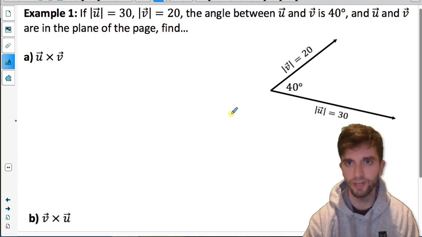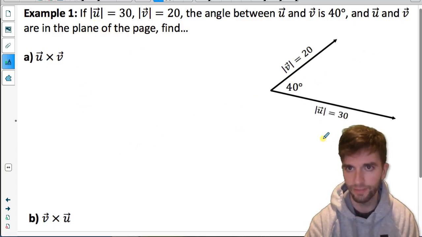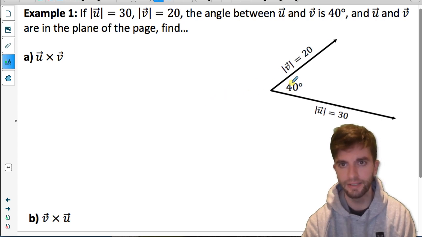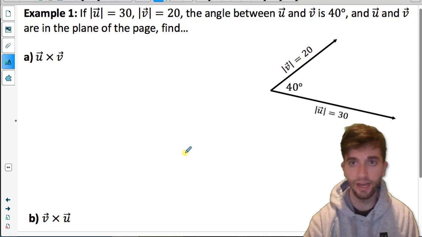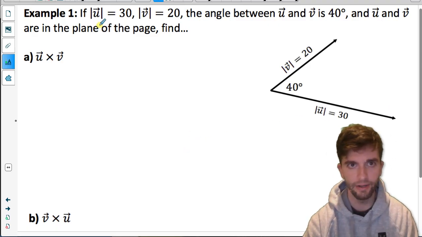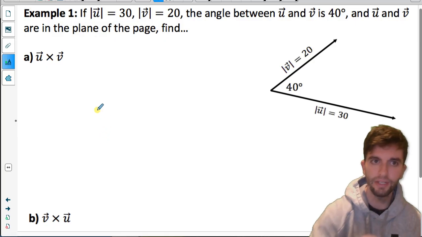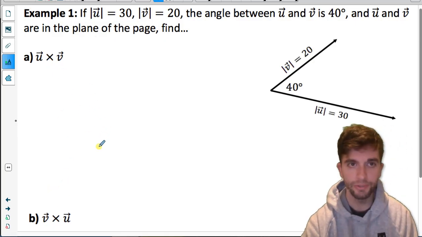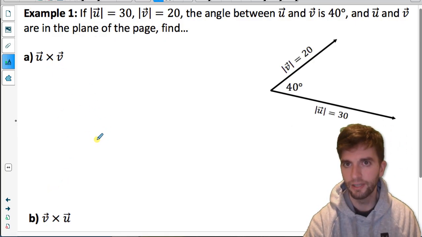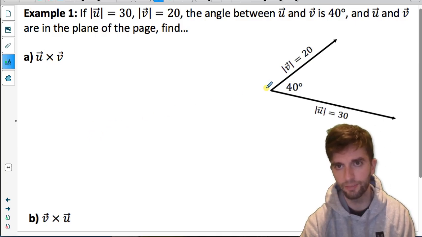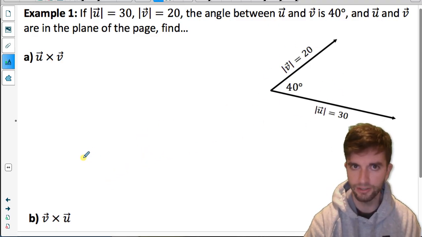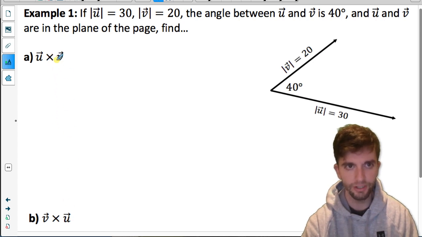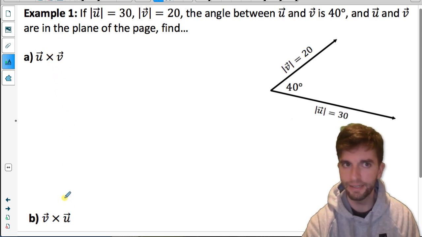Example 1 gives us two vectors, vector u and v, and it gives us their magnitudes. Magnitude of u is 30, magnitude of v is 20, and it tells us the angle between them is 40 degrees. And the vectors are specifically in that orientation that it gives us, and they're in the plane of the page. We want to find two things, u cross v and v cross u. Remember, when doing cross product, you get a vector, and specifically a vector that is perpendicular to both vector u and vector v. So u cross v and v cross u are both going to give vectors that are perpendicular to these two, but they're going to be in opposite directions. So when we figure out these cross products, we're going to get both a magnitude and a direction.